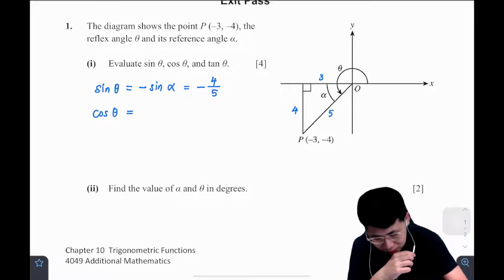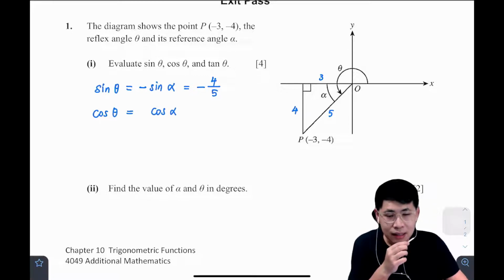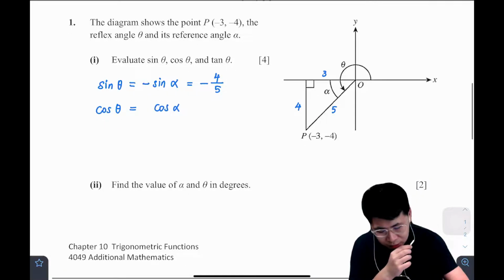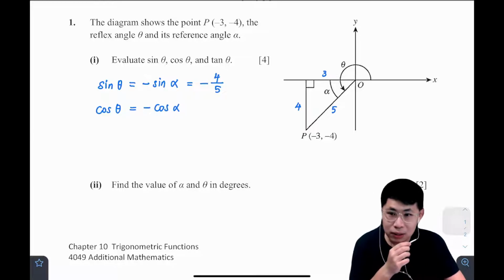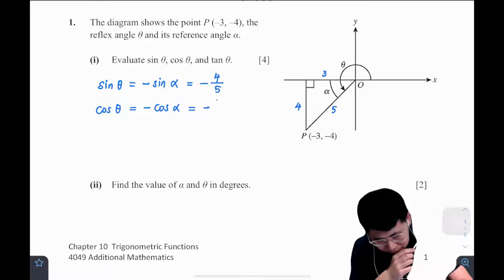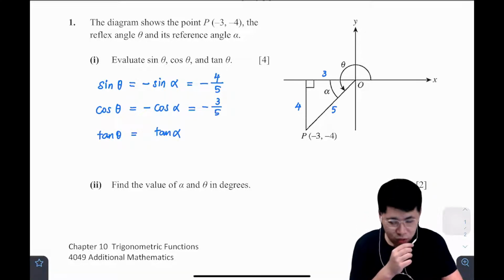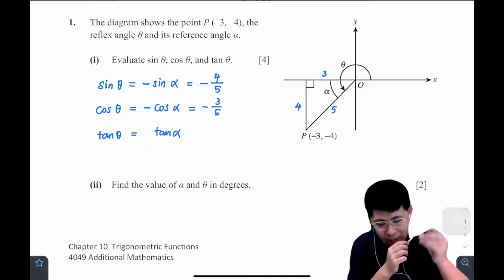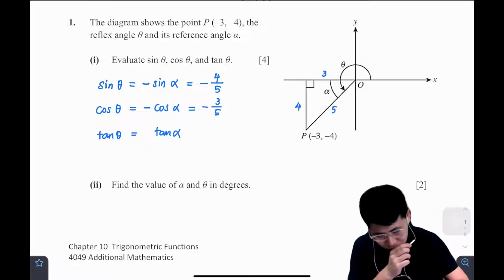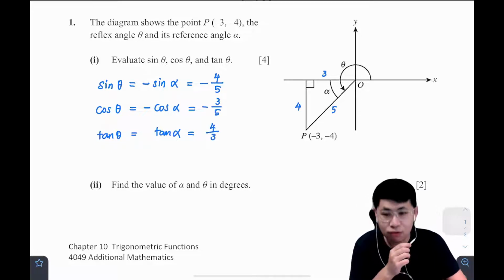Okay, next, cosine of theta. Cosine of theta would be equal to cosine of the basic angle alpha, and in quadrant 3, cosine is negative, so I'm going to put a negative in front. Then cosine is 3 over 5, so it's negative 3 over 5. Negative adjacent over hypotenuse. Last, tangent theta is the same. I can equate this to tangent alpha, the basic angle. But in quadrant 3, it's going to be positive, so I'm going to just leave it as it is. So tangent would be opposite over adjacent, 4 over 3.